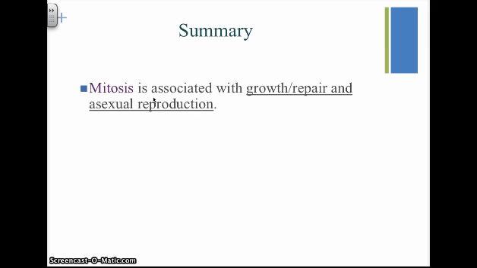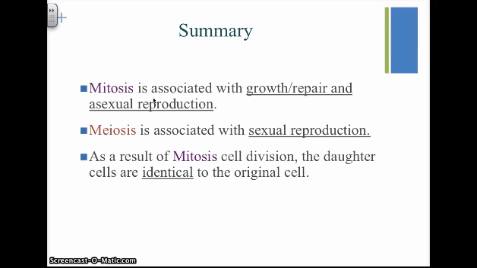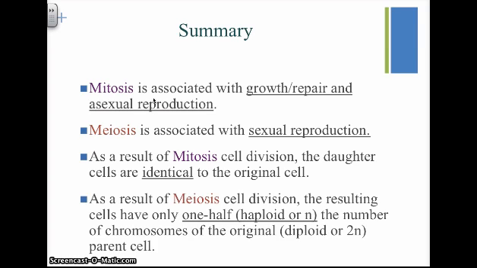So, to summarize, mitosis is associated with growth and repair and asexual reproduction. Meiosis is associated with sexual reproduction. As a result of mitosis, cell division, the daughter cells are identical. However, in meiosis, the resulting cells only have one half, which we call haploid, of the number of chromosomes as the original or diploid parent cell.